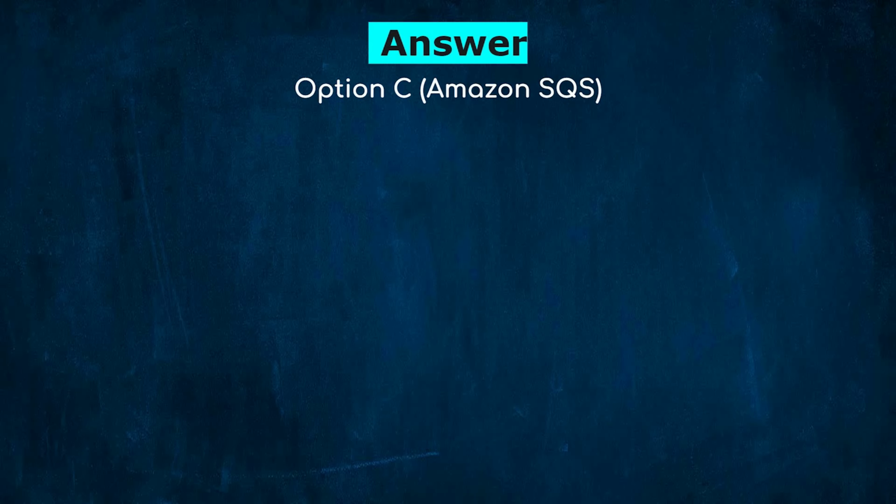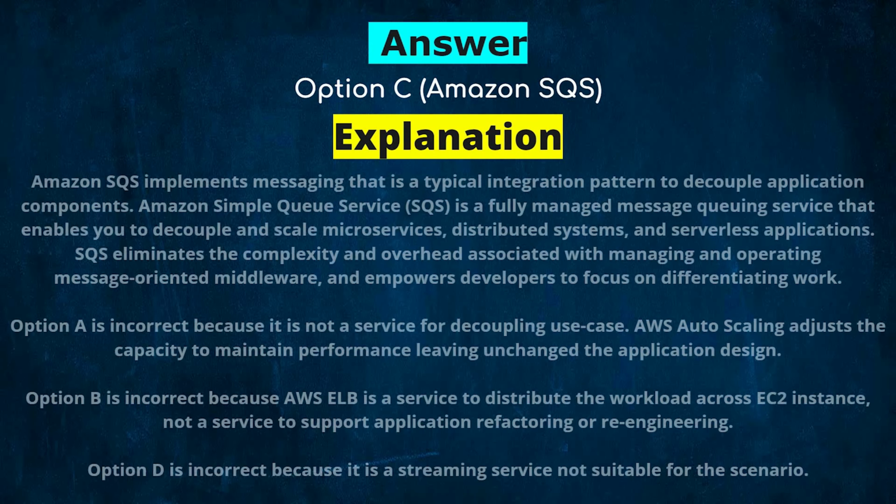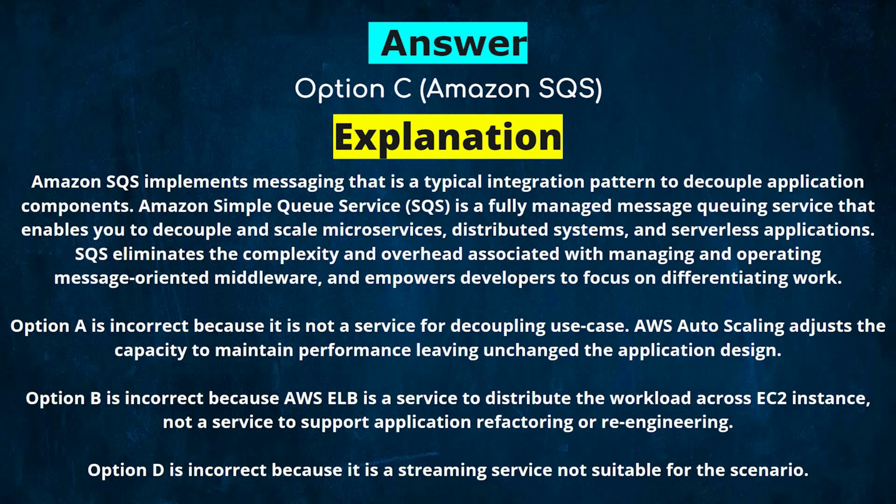Amazon SQS. Explanation. Amazon SQS implements messaging that is a typical integration pattern to decouple application components. Amazon Simple Queue Service is a fully managed message queuing service that enables you to decouple and scale microservices, distributed systems, and serverless applications. SQS eliminates the complexity and overhead associated with managing and operating message-oriented middleware and empowers developers to focus on differentiating work.